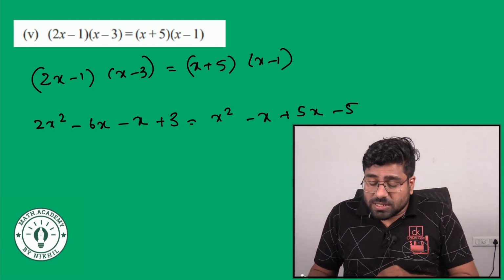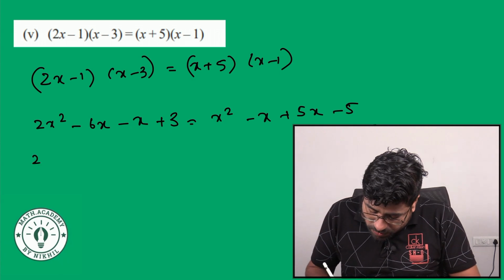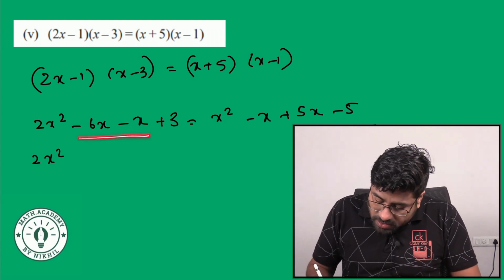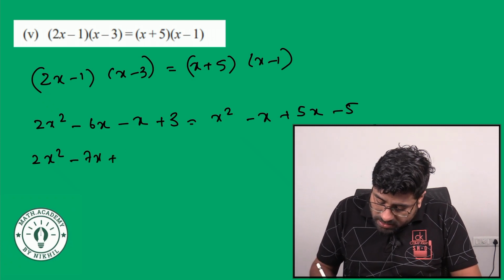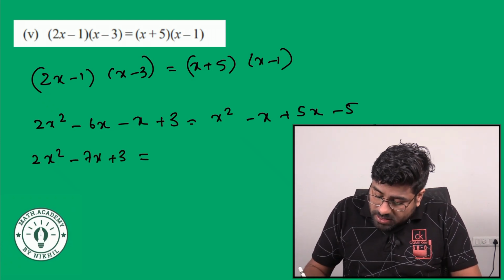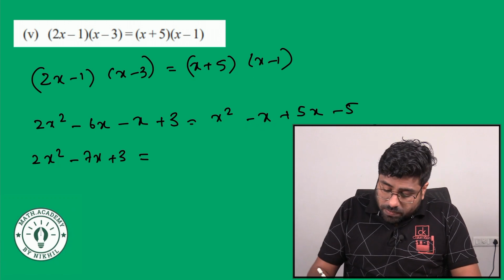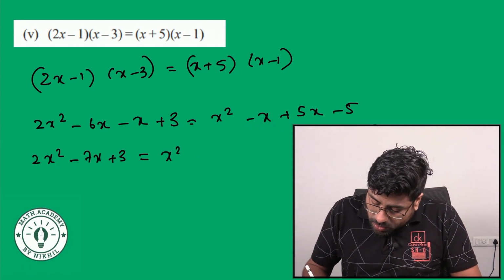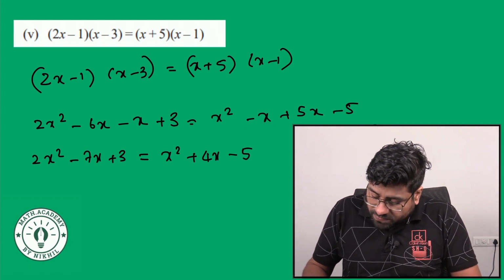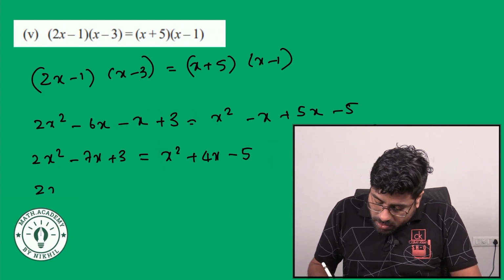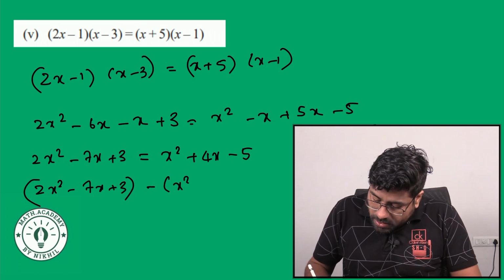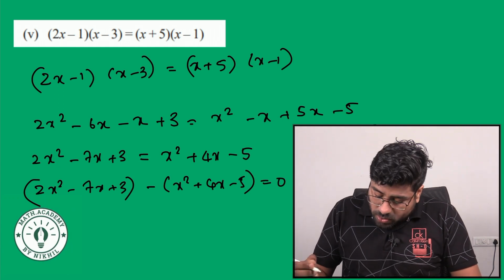Now we have to simplify both sides. So this is going to be 2x square. Like terms are going to be minus 6x and minus x. So it is going to be minus 7x plus 3 is equal to, you can see again, minus and plus is going to be plus. So it is going to be x square plus 4x minus 5. Now you can take the whole thing to the other side. So that is going to be 2x square minus 7x plus 3 minus x square plus 4x minus 5 is equal to 0. Now let's open the bracket.